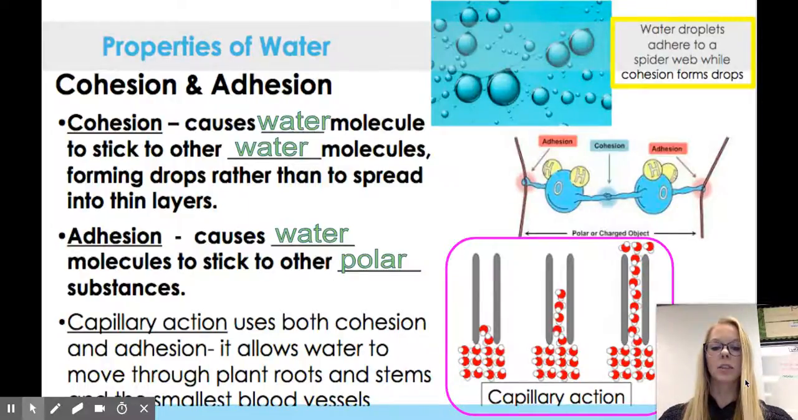Now, capillary action is a process that uses both cohesion and adhesion, allowing water to move up through plant roots to stems, and it allows water to move through the smallest vessels in your body, known as capillaries. In capillary action, water molecules stick to the side of vessels and stick to each other. By force, water molecules pull each other through the vessels.